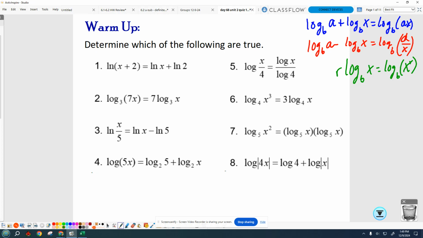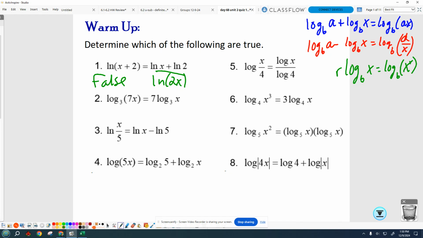Okay, so the rule is if it's logs of like base, addition across becomes multiply inside. So this would be 2 times x. Is 2 times x the same as x plus 2? It's not. This one is false. Okay?